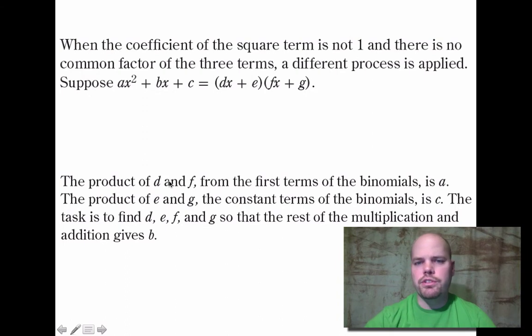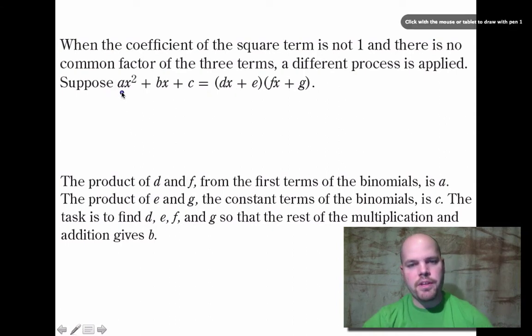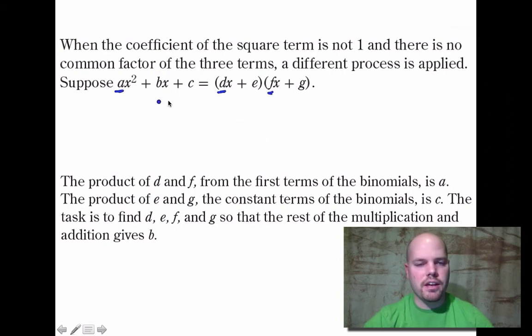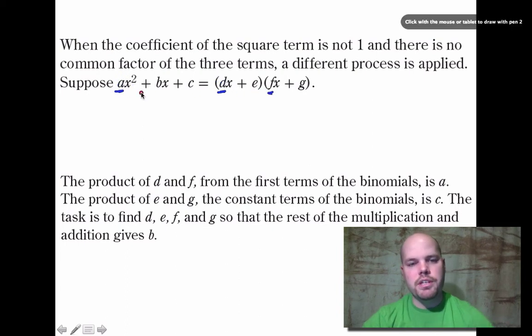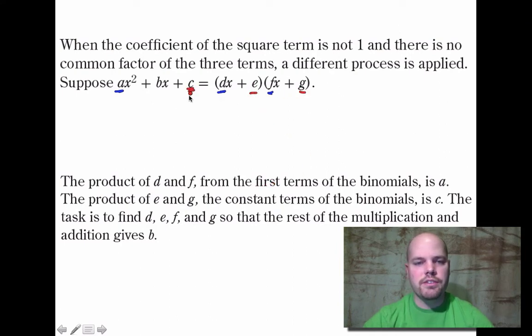Alright, now when the coefficient of the square term is not 1 and there's no common factor of the three terms like we just looked at, a different process is going to be applied. So suppose ax squared plus bx plus c can be factored into the quantity dx plus e times the quantity fx plus g. Now the product of d and f would be a, so we need to look at what makes ax squared. We need the product of d and f to be a, and then we also need the product of e and g to give us c.